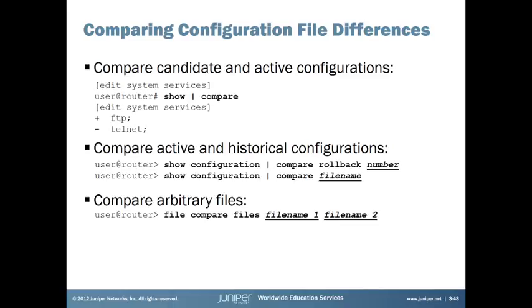If you wanted to say compare rollback number 1, you could go and do that, or you could compare a particular file name, which would be a configuration that you've got saved somewhere. And you can compare the differences between what's active and what's in that configuration, or what's active to what's in that rollback number. Okay, go and check that. You can just compare two arbitrary files as well to see what the differences are.